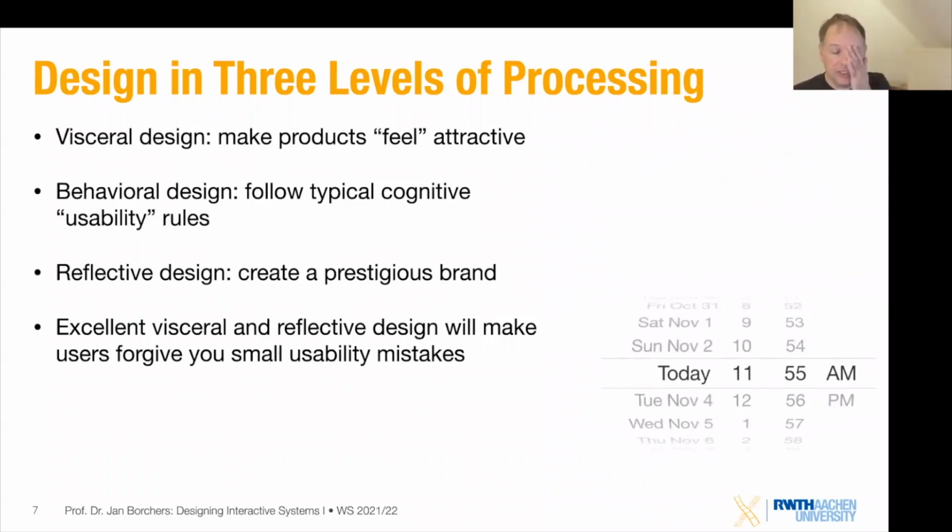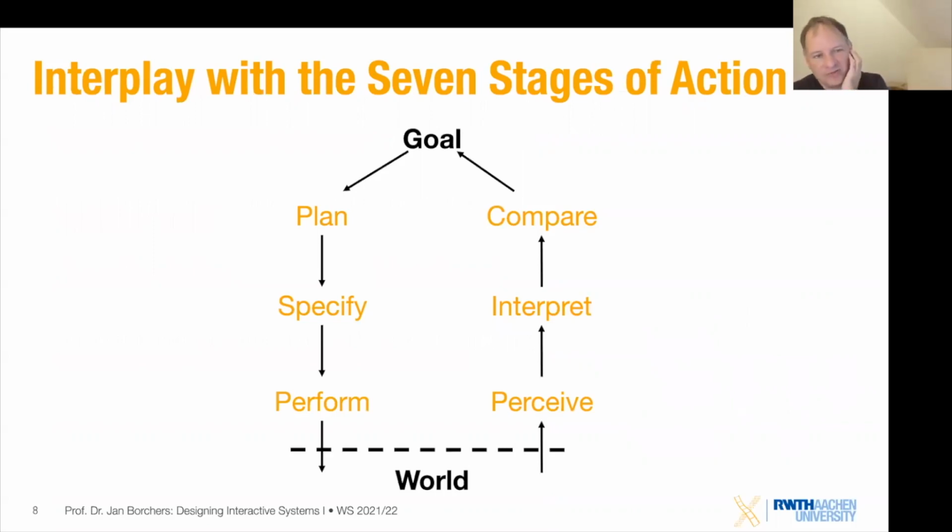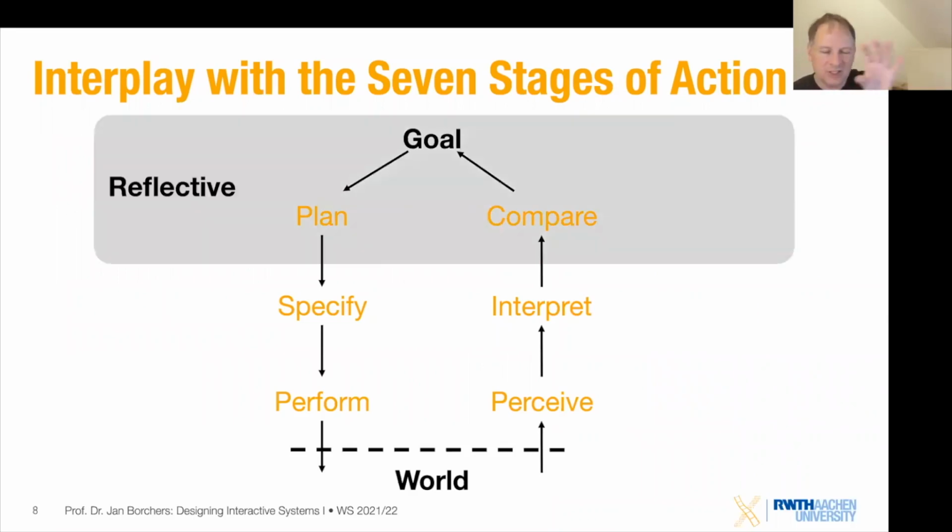Okay, so this is the 3 levels of processing. And now question is, how does that interplay with the 7 stages of action? Well, first of all, when you think about the top parts here, these are the, if you want, high-level thinking parts of the model, right? And this is correspondingly where reflective design will often have an impact, right?